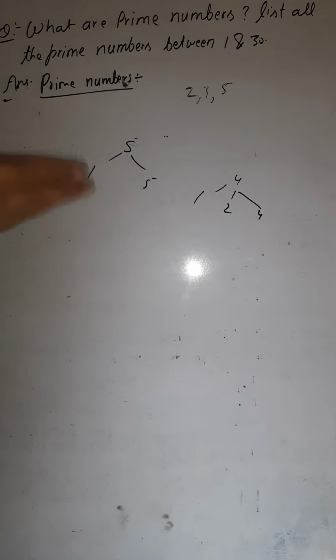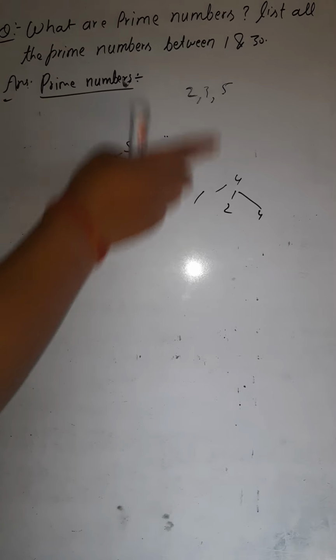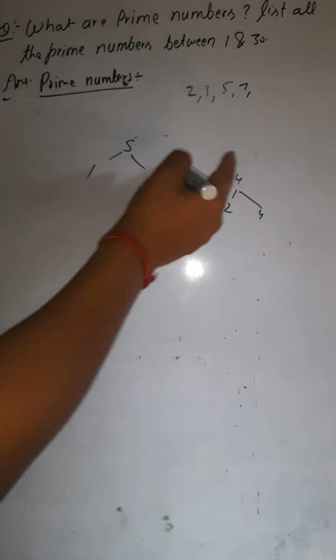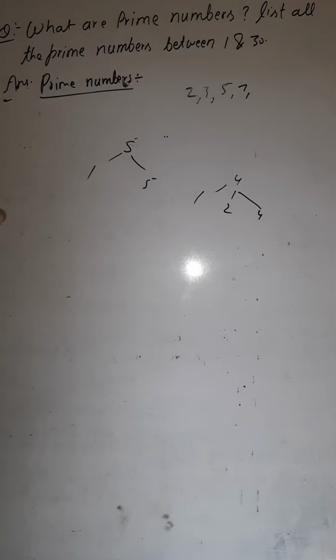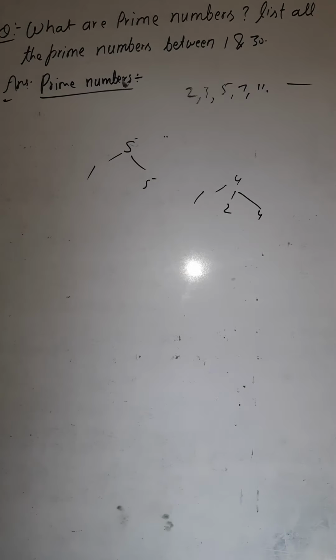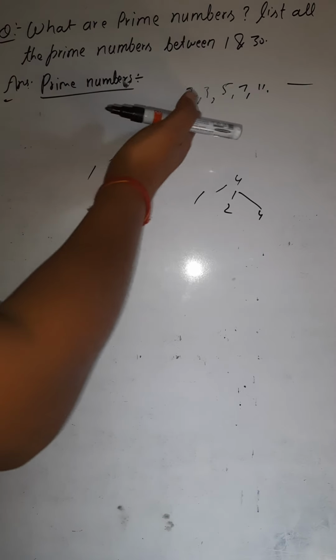The numbers with only two factors are called prime numbers. So 2, 3, 5, then the next is 7, then 9? No, 9 cannot be, it also has more than two factors. So it would be 11. The rest you have to write on your own. These are called the prime numbers.